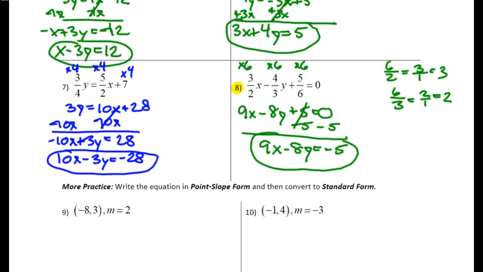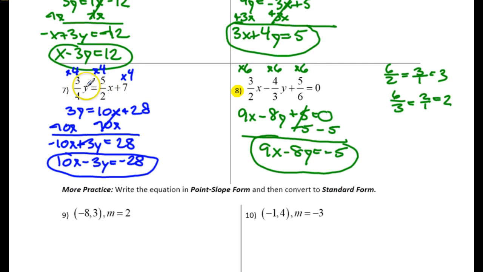Okay, now number 7, got two fractions, different bottom number. If you multiply it by 4, it'll cancel them out, but hit everything by the 4, right? That gives you 3y equals 10x plus 28. Move the x over by doing minus 10x. No negative a, change the sign by dividing everything by negative 1. Final answer is 10x minus 3y equals negative 28.